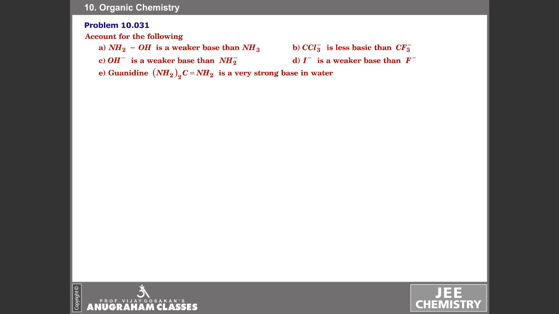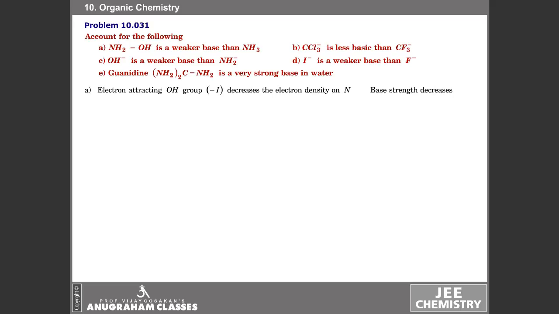In 1, we are given hydroxylamine and ammonia. The OH group is electron attracting by inductive effect. So this decreases the electron density on nitrogen. The electron density on ammonia is more than on hydroxylamine, and therefore the base strength is less for hydroxylamine.